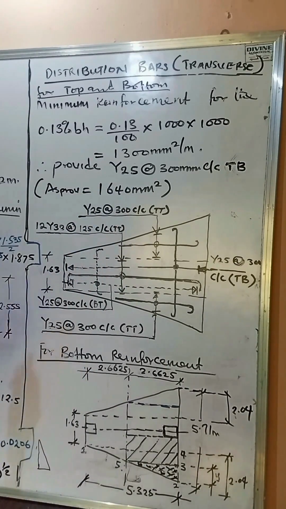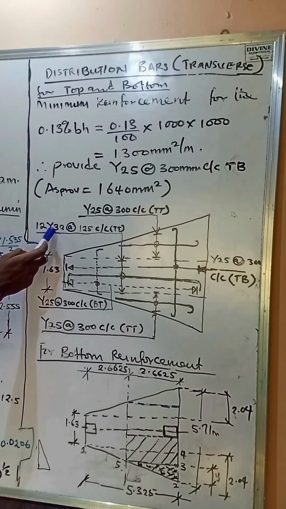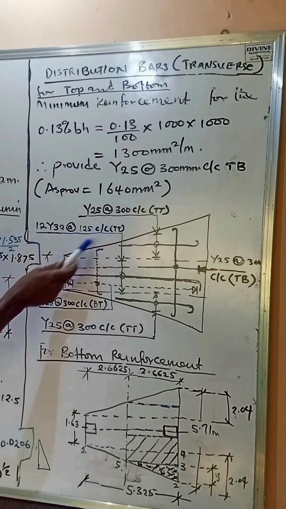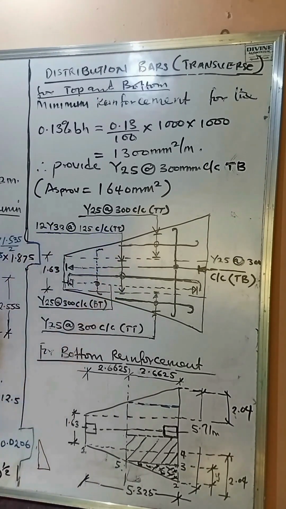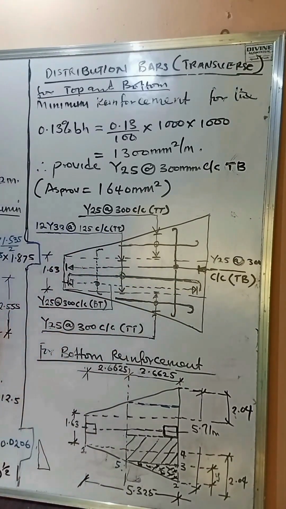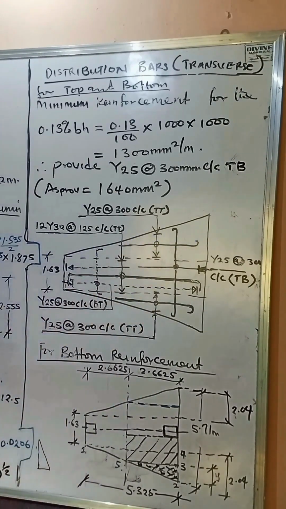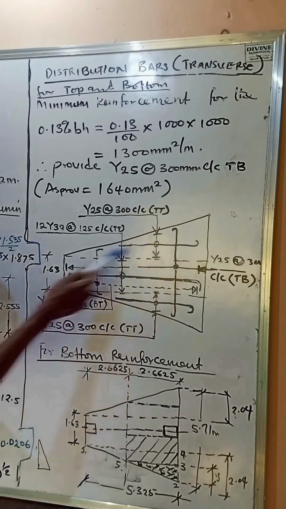Okay. Now, let's look at the main reinforcement, our bandwidth. We already have our bandwidth to be within this point. So we'll have it as 12Y32 at 125 center to center, top reinforcement. All right. So that is what we have for this particular one. And we have the bandwidth already as 1.63 meters. Now, the method of detailing differs. This is just one method.